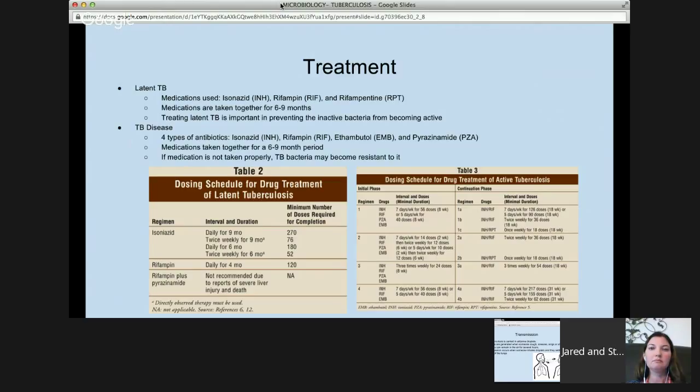Active TB is treated with 4 different medications, including INH, RIF, EMB, and PZA. These are also taken during a period of 6 to 9 months, following a regimen similar to that in Table 3. It is important to follow the medication plan, or the TB bacteria may become resistant to it and may become fatal.